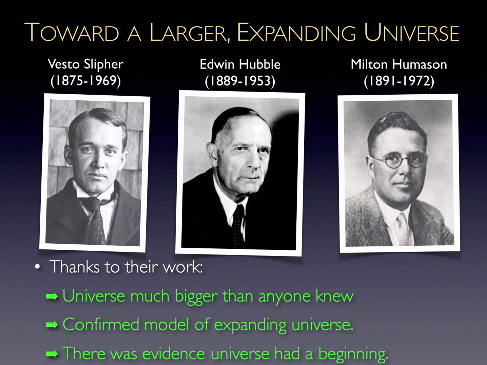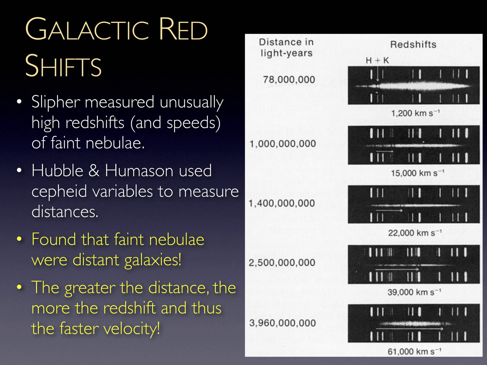Ultimately, thanks to these three astronomers, the universe was suddenly much bigger than previously thought, and it was expanding. Running the expansion backward in time, it was clear that the universe must have had a beginning. Shown are the spectra of galaxies at different distances. Hubble and Mason measured the distances using the Cepheid variable method discussed in Chapter 16.